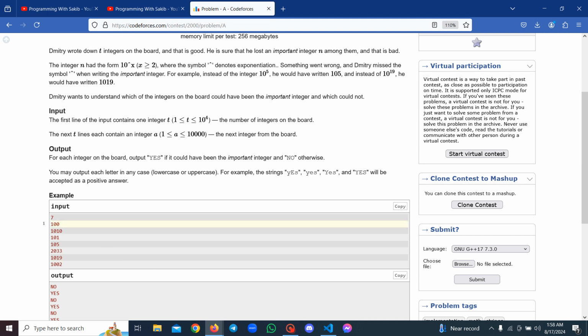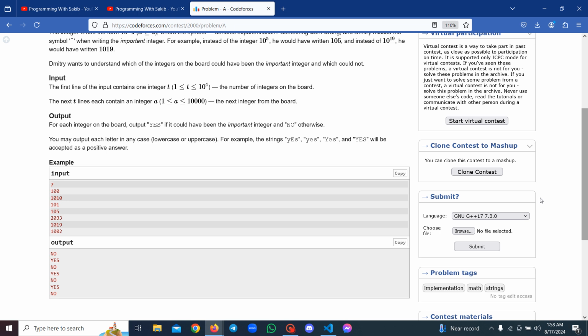100. Here it's 10 to the power 2, but 10 to the power 100 is too big. Okay, as we can see, Dmitry missed the caret in 10^10, making it 1010, like 10^19 into 1019.